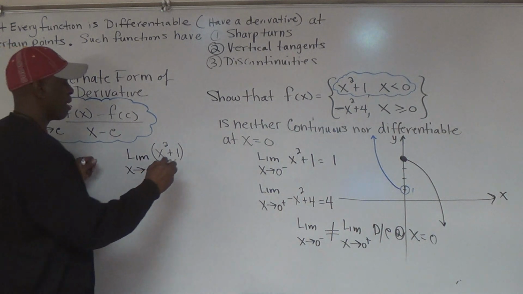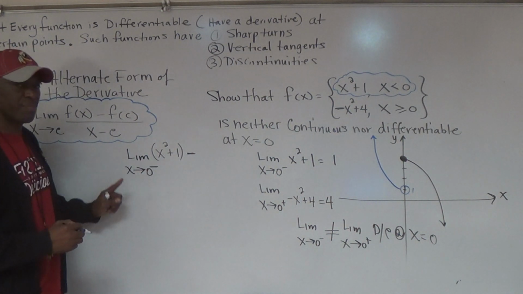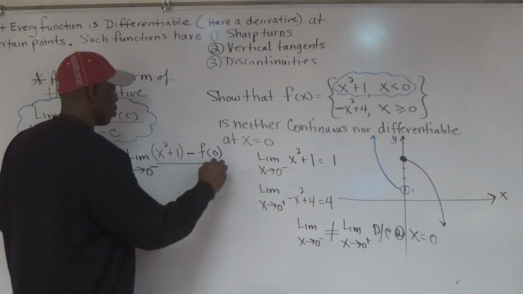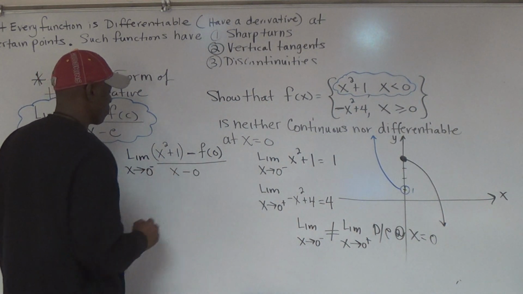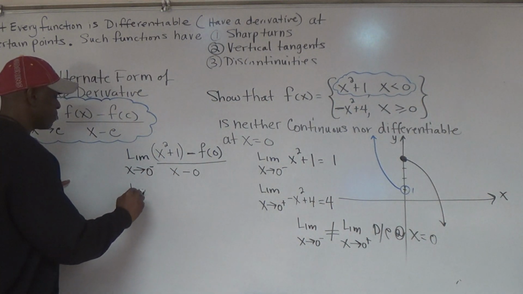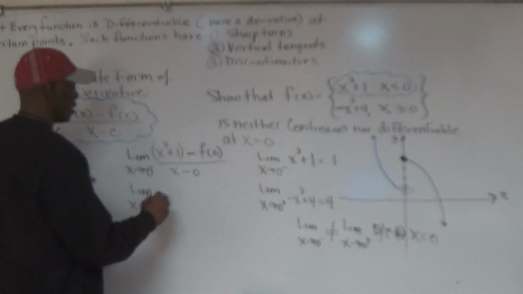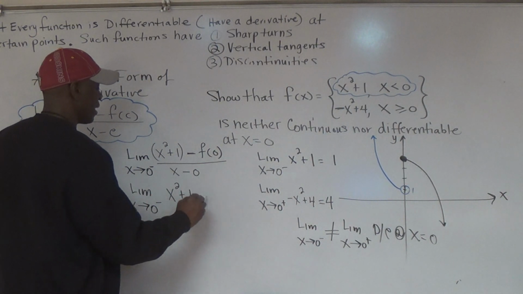All right? Minus f of 0 over x minus 0. The limit as x approaches 0 from the left side of x squared plus 1 minus.